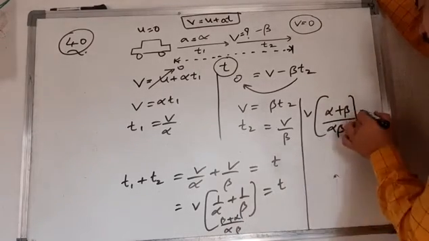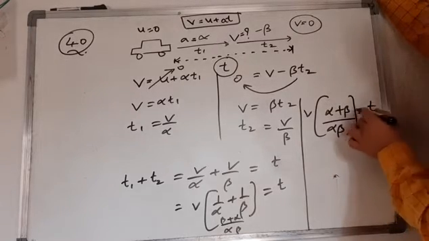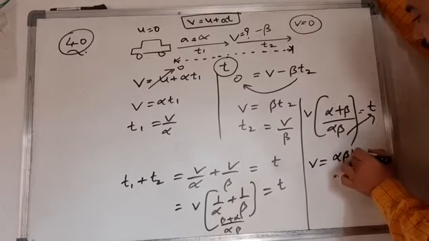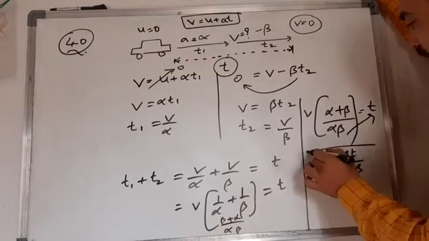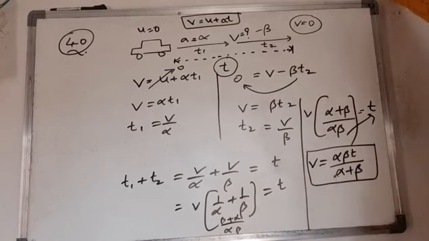Now cross multiplication: this goes to the numerator, this comes to the denominator. So v is equal to alpha beta t by alpha plus beta. So this is the final maximum velocity, the maximum velocity reached by the car. Like this you can calculate. Okay. Right.